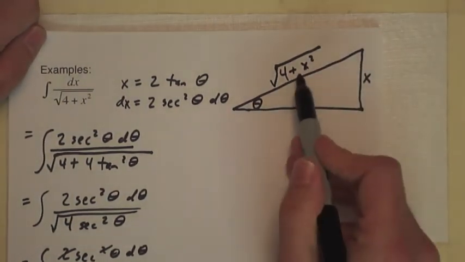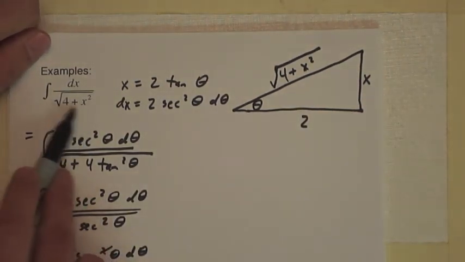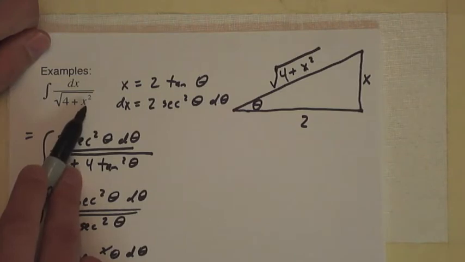So we get the square root of 2 squared plus x squared. Now, you'll notice square root of 4 plus x squared matches the square root of 4 plus x squared in the original question. That's a good sign. That means we're on the right track and we're doing it correctly.